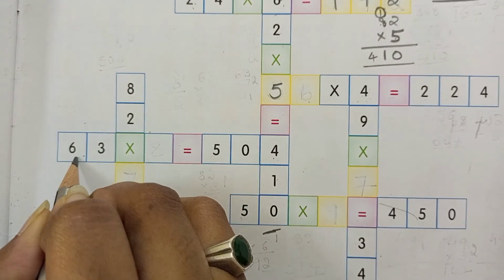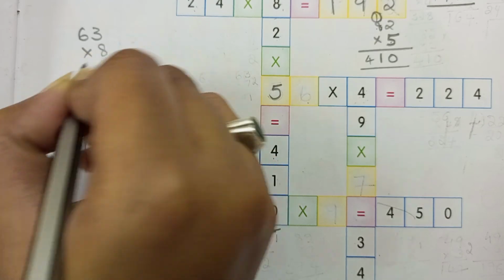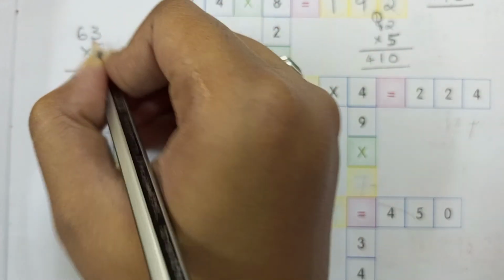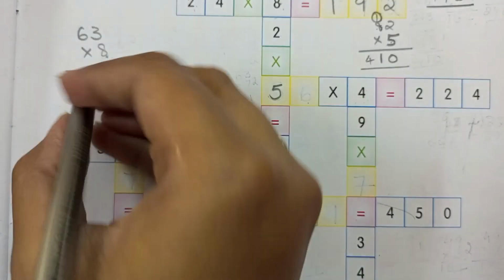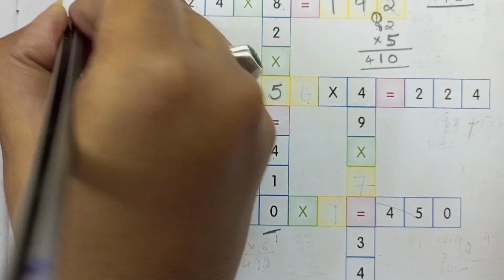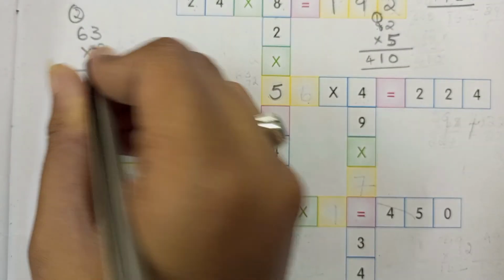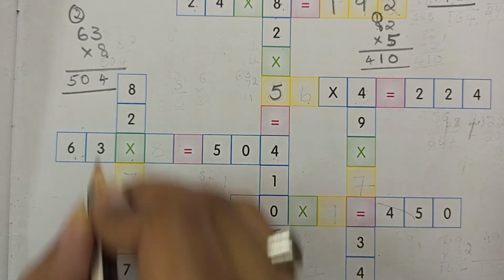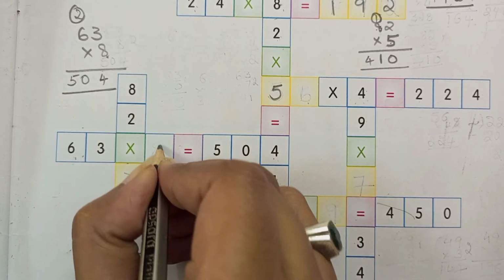When the number 63 is multiplied with 8, 63 into 8: 8 threes are 24, 4 here, 2 carry out. 8 sixes are 48 plus 2, 50. So 63 into 8 is 504.